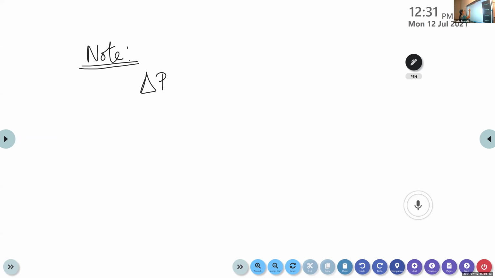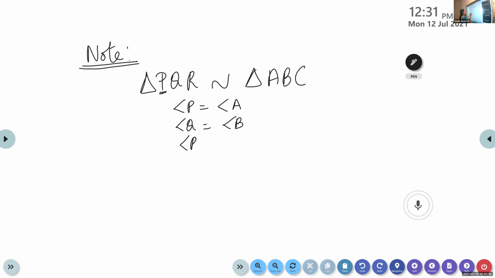Suppose you are given triangle PQR is similar to triangle ABC. Children, listen. Suppose two triangles are similar. Therefore, angle P will be the same as angle A, angle Q will be the same as angle B, and angle R will be the same as angle C. If two triangles are similar, corresponding angles are equal and corresponding sides will always be proportional.